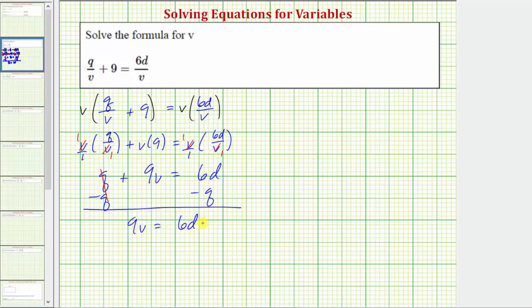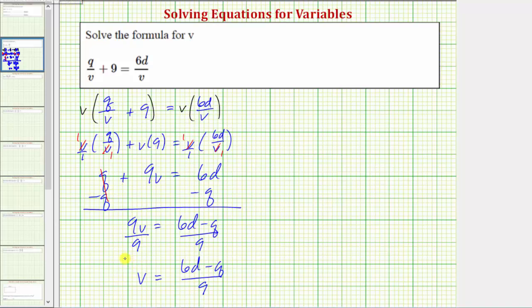equals 60 minus q. On the left side, 9v means 9 times v, and therefore to solve for v, we need to undo this multiplication. To undo multiplying by 9, we'll now divide both sides by 9. Simplifying, dividing by 9 undoes multiplying by 9, where 9 divided by 9 is 1, 1 times v is v, so v equals 60 minus q divided by 9.